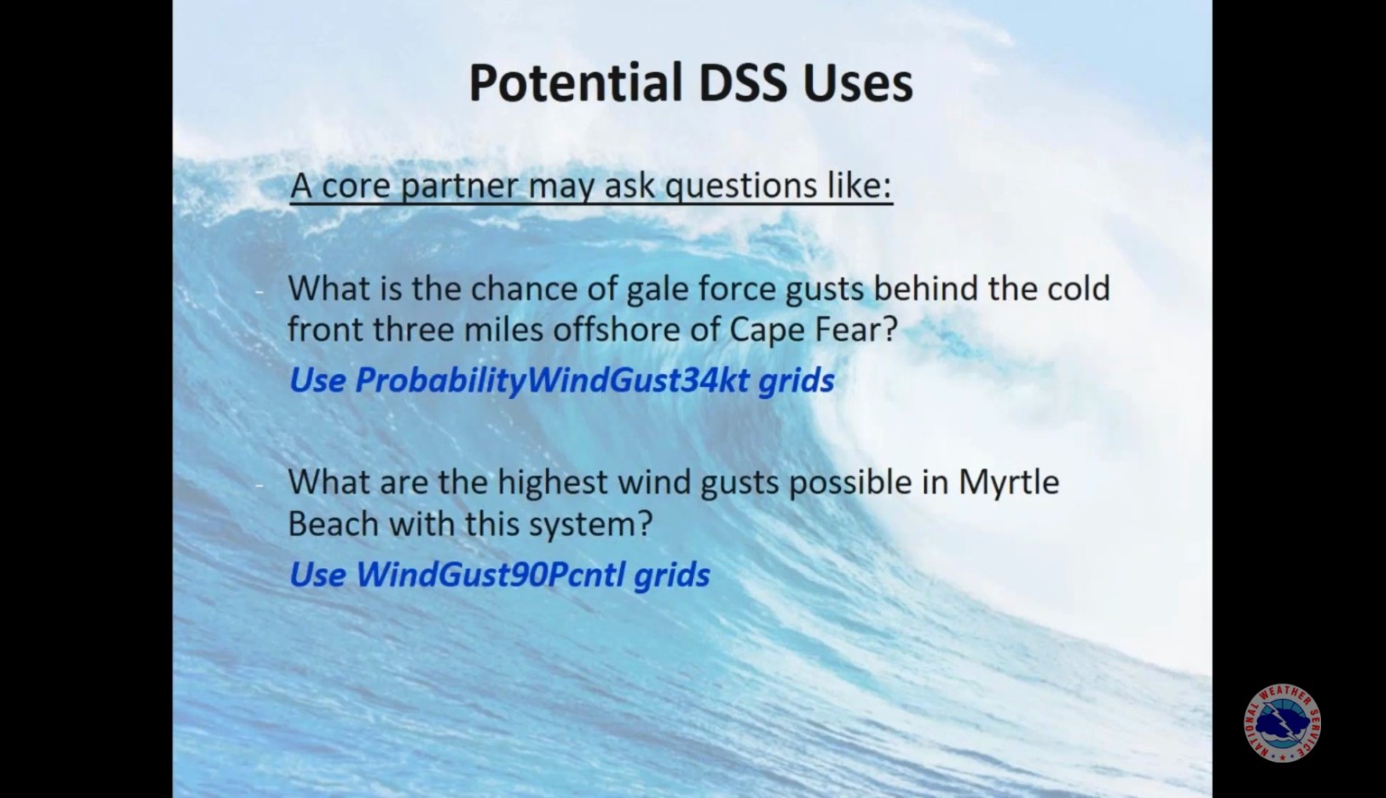So a couple of potential VSS uses. If you had a question over the phone from a core partner, they might ask, for instance, what is the chance of gale force gusts behind the cold front 3 miles offshore of Cape Fear? Well, you can just simply utilize the probability wind gust 34 knot grids. That will give you a good idea what to say. Also, what are the highest wind gusts possible in Myrtle Beach with this system? We have the wind gust 90 percentile grids, which gives a reasonable worst case scenario, which is something I'd probably want to show if I'm asked what is the highest possible.